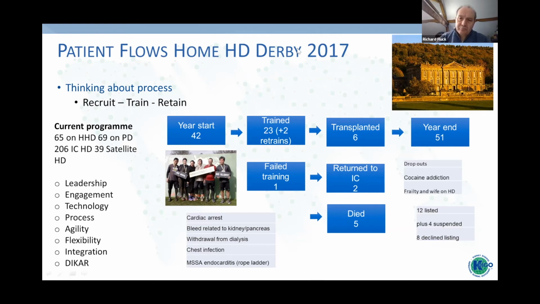And so hopefully on this slide, you can see that in this particular year, 2017, we started on 42 on home hemo, and by the end of it, we were just over 51. But within that, there was a lot of noise. A lot of things happened. But we trained 23 people. We transplanted 6 people. 2 went back to in-center hemodialysis, 1 for frailty, 1 for cocaine addiction. 5 sadly passed away, and 1 failed training. And we looked at our deaths, and we analysed why they failed. So we think very hard about the different bits of process. And again, it's a theme I'll perhaps come back to shortly.